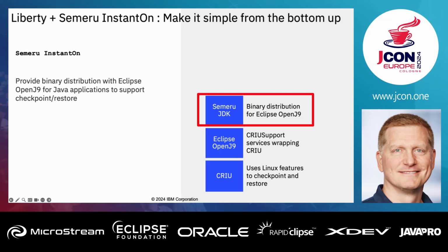And so Semeru JDK is open. Eclipse OpenJ9 is a source project, so it doesn't actually produce anything. Semeru Runtimes is the JDK that produces the binary distribution, so it builds OpenJ9 and makes it available for people to use.